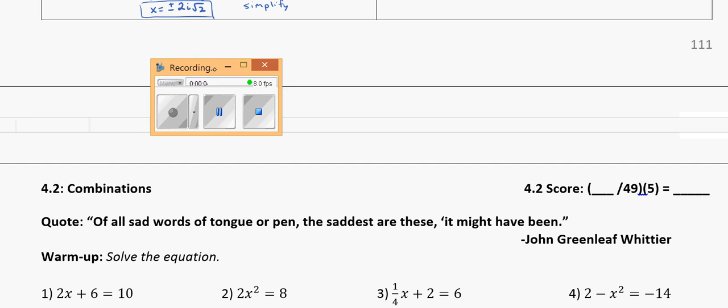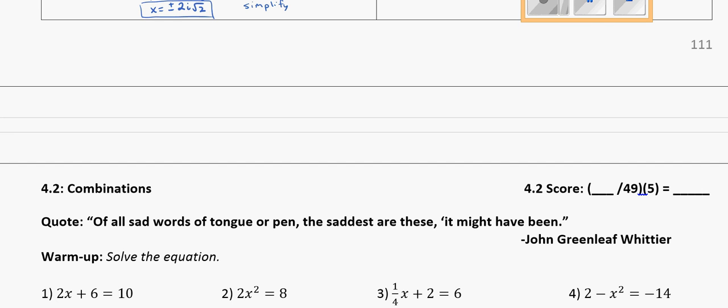We're going to work a little bit on 4.2. And to begin with, when you look at the warm-up, this is just a review of solving equations. Some of them are quadratic, some of them are linear. And you're just going to want to solve for x, meaning get it alone on one side.